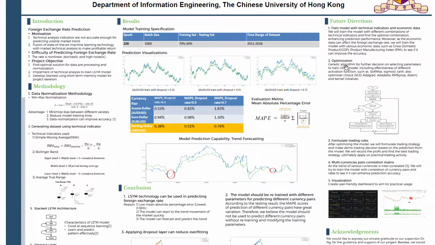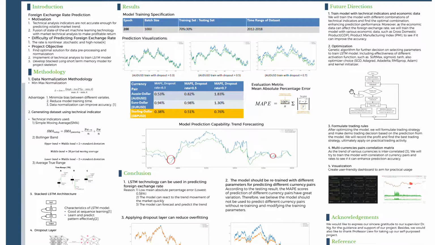Secondly, we will also do the model optimization using the genetic algorithm. Why we apply the genetic algorithm is to do the model optimization automatically. In this preliminary stage, we test our model parameters manually, which is not efficient enough, and we believe that after applying the genetic algorithm in the second term, we can find the optimal solution quicker and easier.